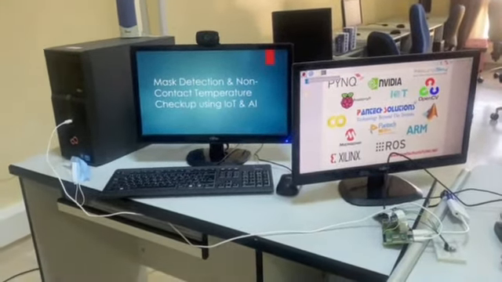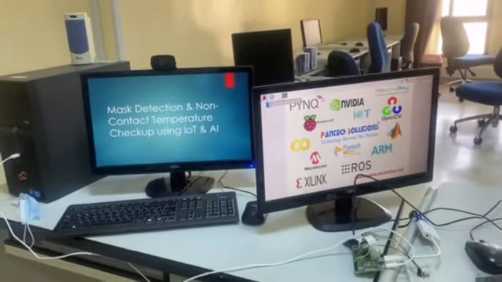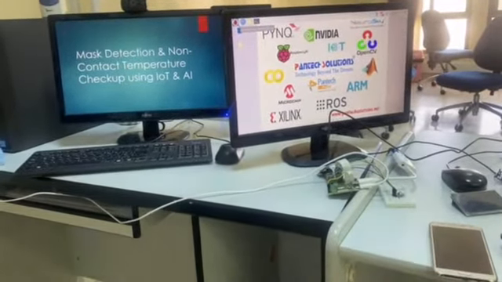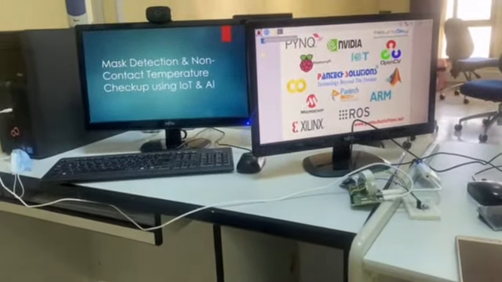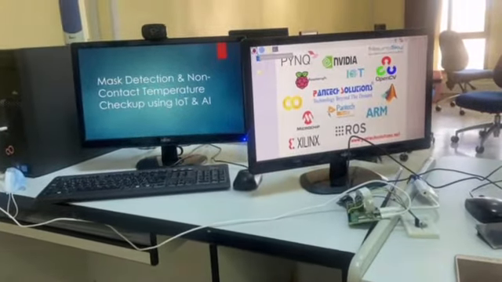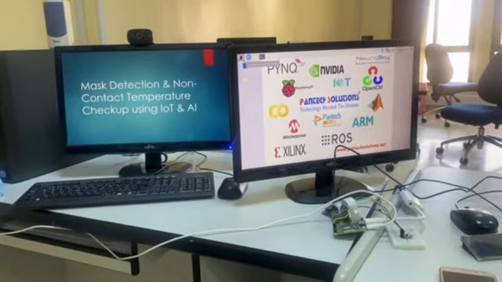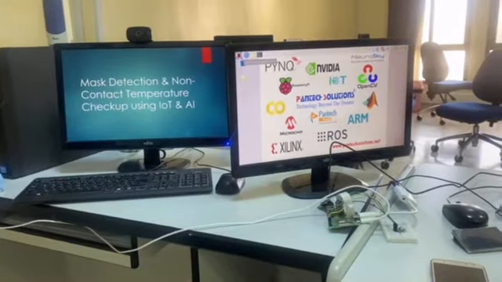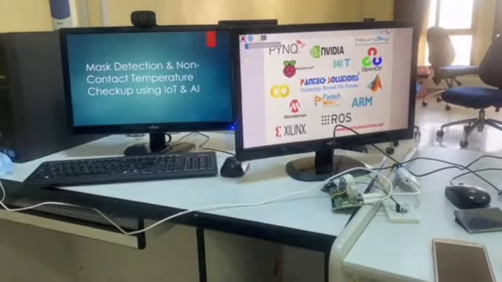I am the project supervisor for the project mask detection and non-contact temperature checkup using IoT and artificial intelligence. The idea of our project is to detect whether the person is wearing a mask or not. Also, the temperature checkup using the Internet of Things and artificial intelligence.